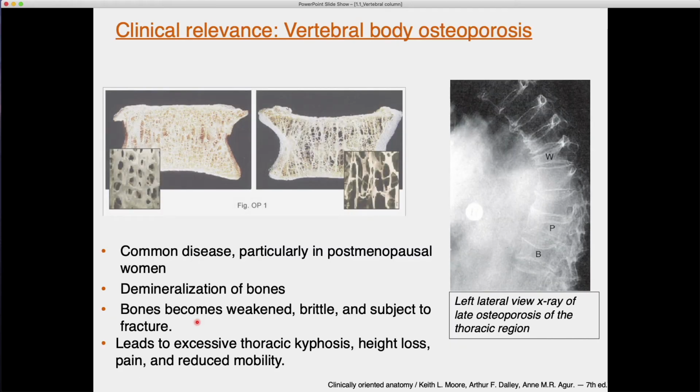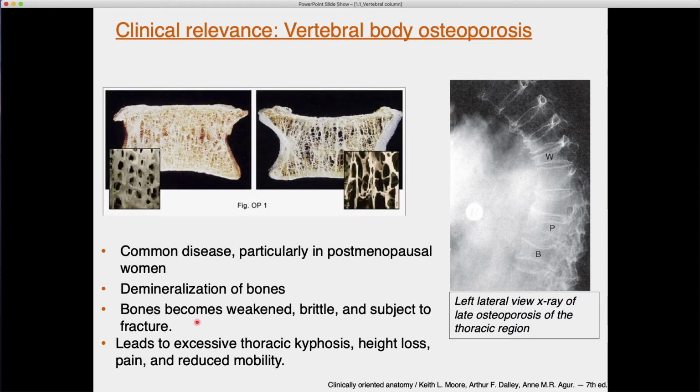Let's look at some clinical relevance. So, vertebral body osteoporosis. So, what's this? Osteoporosis is a disease characterized by demineralization of bones. We've lost the balance between the deposition of bone and resorption of bone, in which resorption wins. So it becomes demineralized, as we can see in this image here. It loses density, becomes brittle, weak, and subject to fracture.